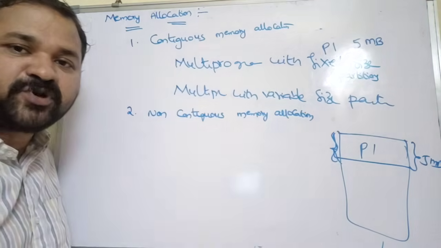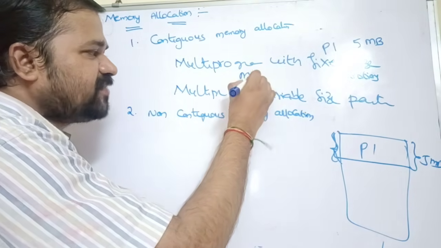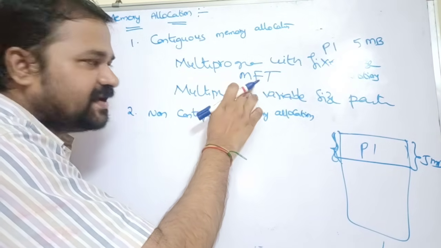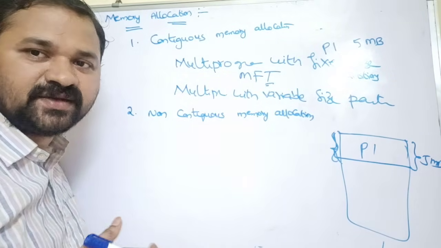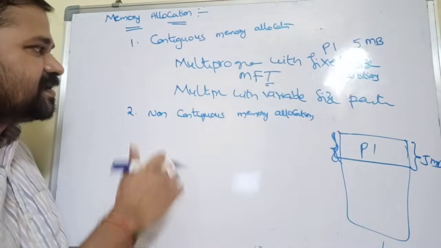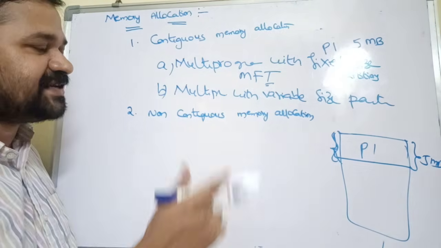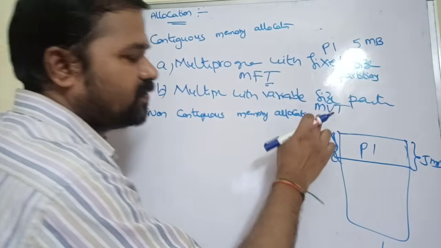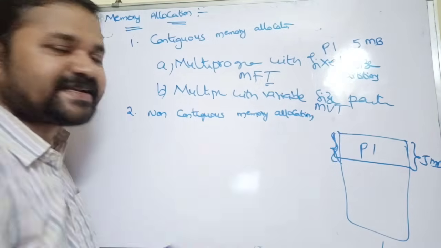So what is the first approach? Multi-programming with fixed size partitions. In short, we can call it MFT. M stands for multi-programming, F stands for fixed size, whereas T stands for tasks. Tasks are nothing but some processes or some partitions. Whereas what is the second approach? Multi-programming with variable size partitions. In short, we can call it MVT. M stands for multi-programming, V stands for variable size, whereas T stands for tasks.